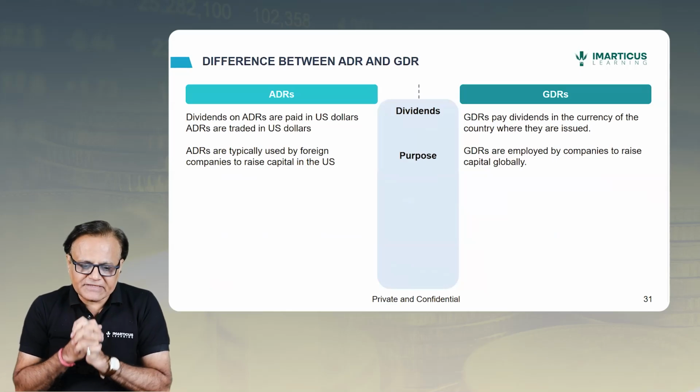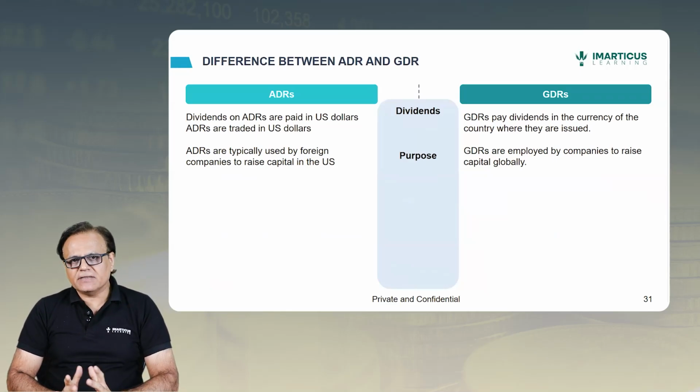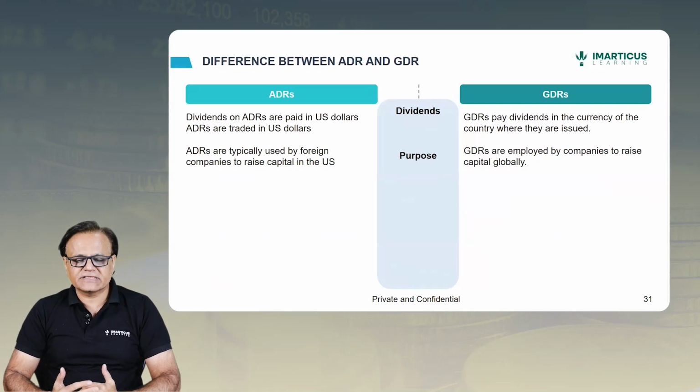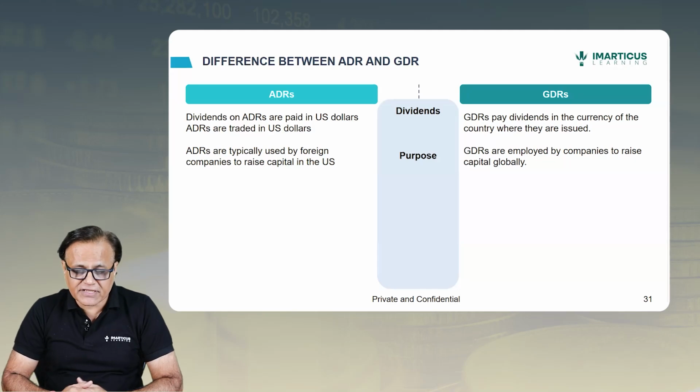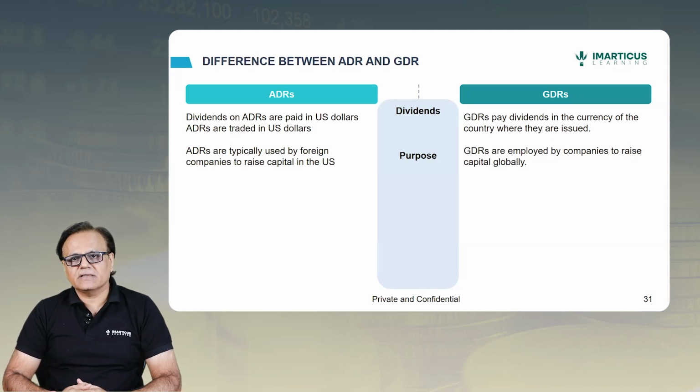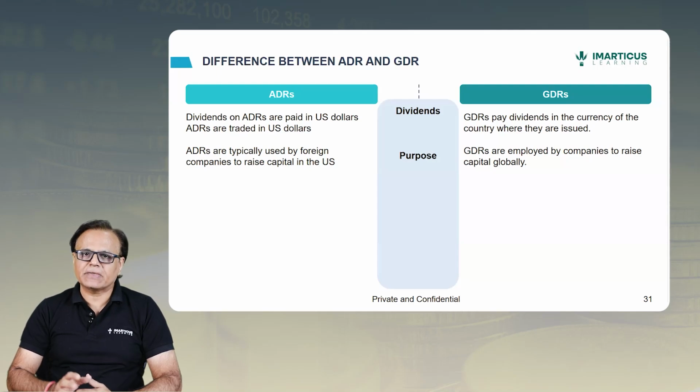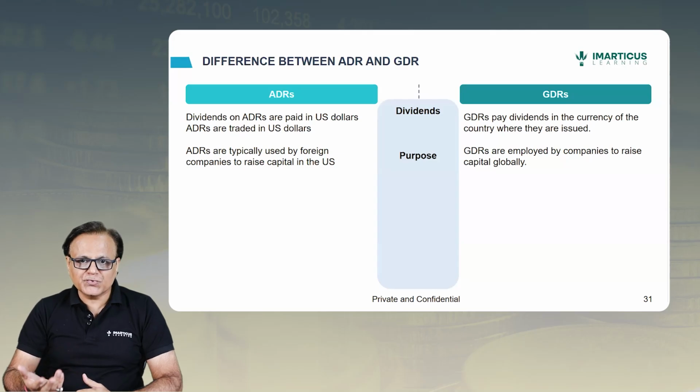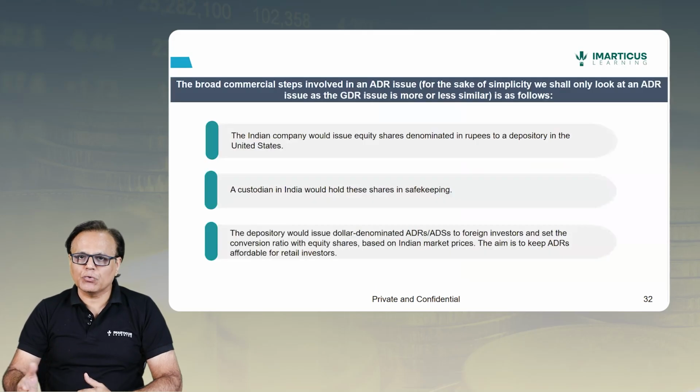Finally, the dividends on ADRs are paid in US dollars, whereas for GDRs, it's the currency in which the GDRs are traded and issued. In the country where the local currency is used, it will be paid in the local currency. ADRs are typically used by foreign companies to raise capital in the US, whereas GDRs are used by companies to raise capital globally.